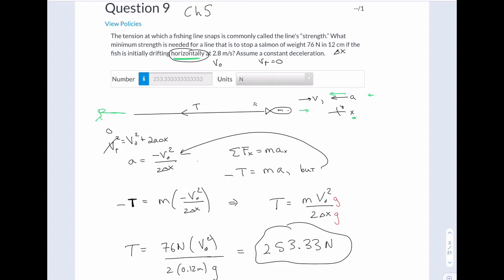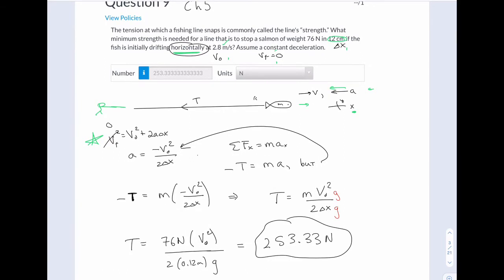Like that. And I want to find what's the minimum tension required to stop that fish, if it's initially going at that speed. So initial speed is my 2.8, final speed is 0, and they give me a distance. So I have initial velocity, final velocity, and a distance. That reminds me of equation number 3. So I wrote equation 3, and that means I can solve for A, because I know V initial. So A is now a number.